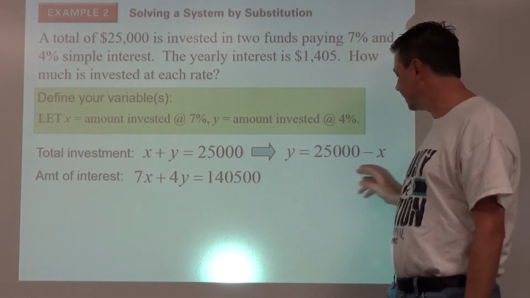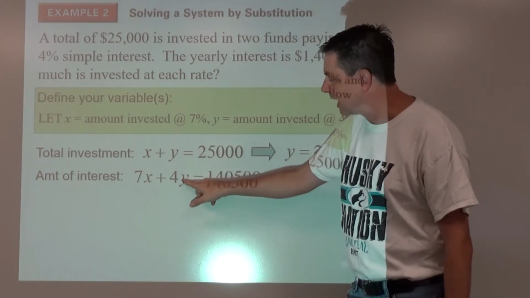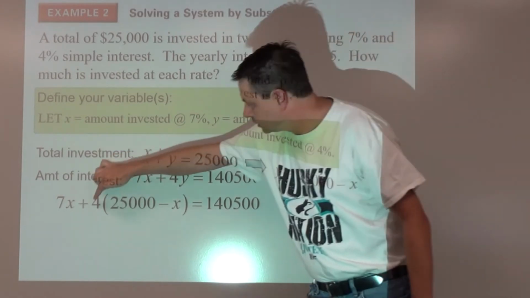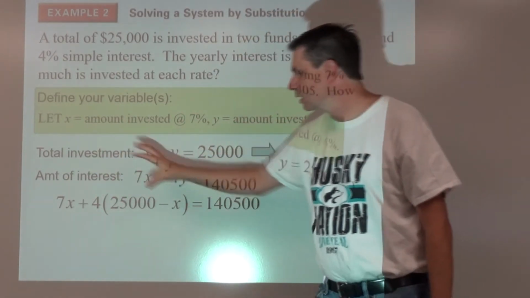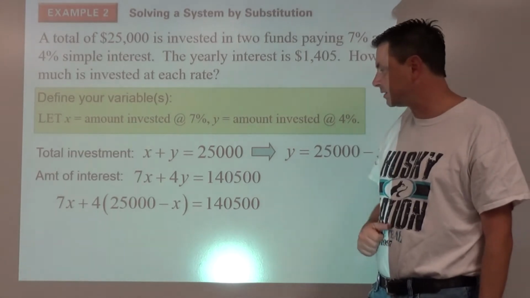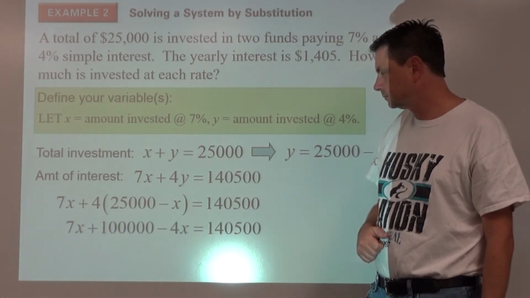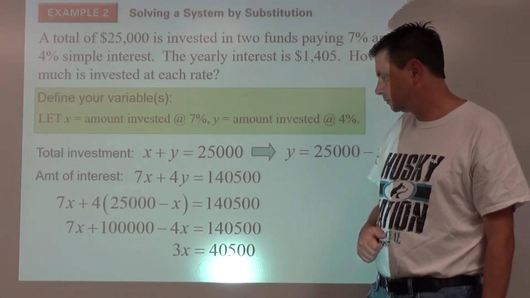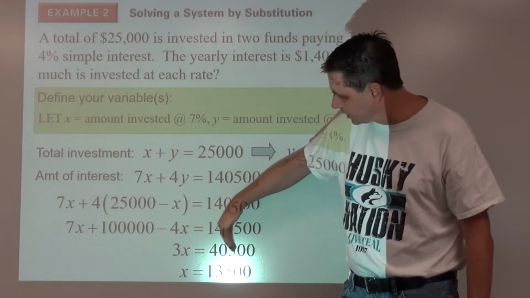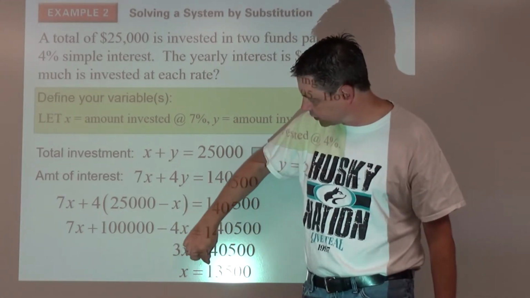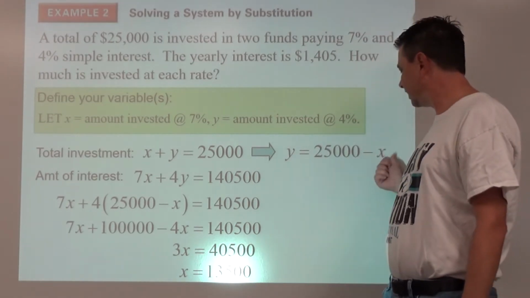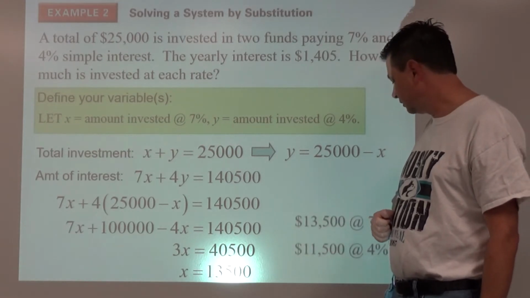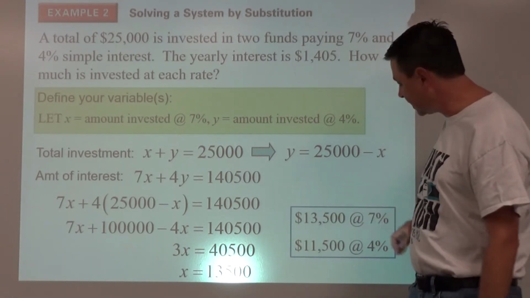So y is 25,000 minus x. Substitute that back into here. Use parentheses. Distribute. Combine like terms. We're now solving for x. So 3x equals 40,500, x equals 13,500. And then if we plug that back in here, we're going to be able to find y is 11,500.